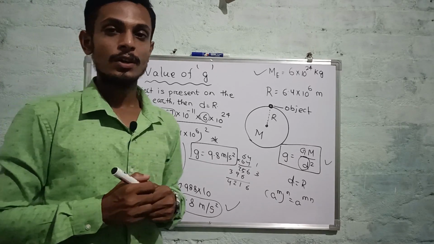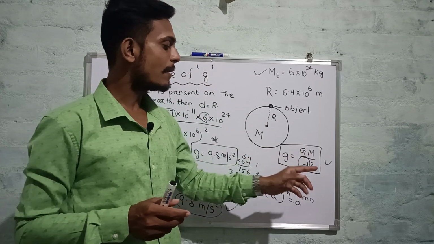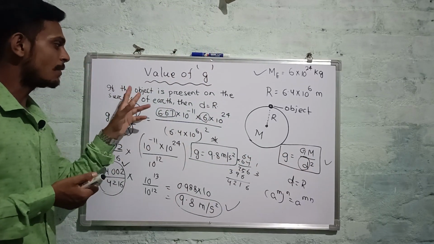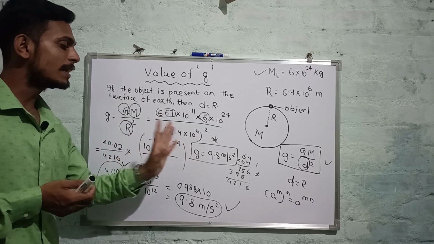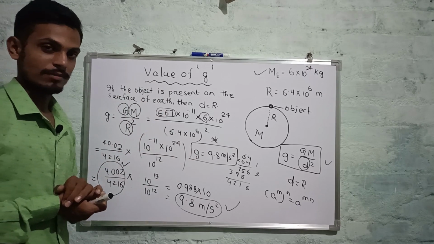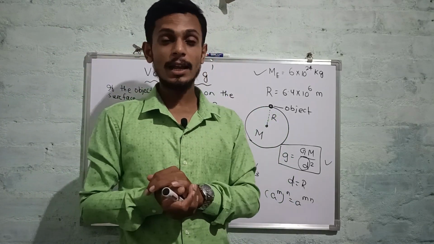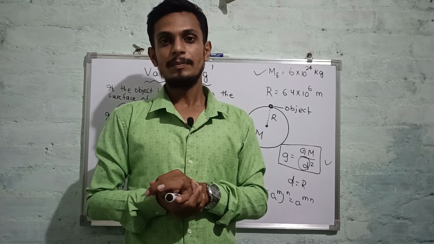Is it clear? So by applying the value of g as GM by r square, or GM upon d square, or GM upon r square when the object is present on the surface of earth, the value of g will be 9.8 meter per second square. So this is all about the value of g. This is a numerical which is frequently asked in your half yearly exam or PT exams.